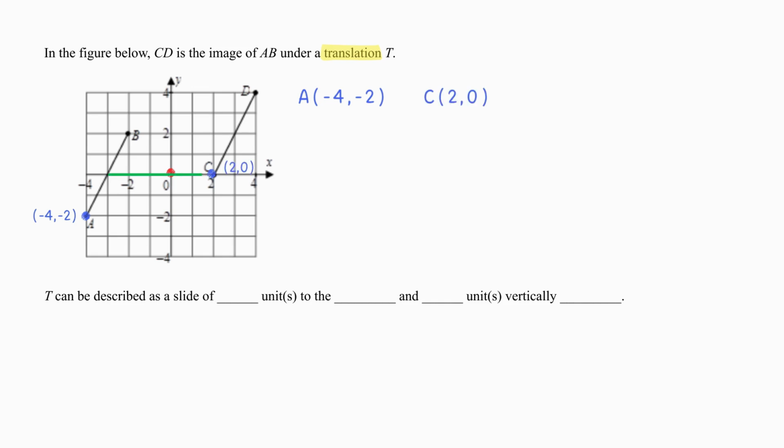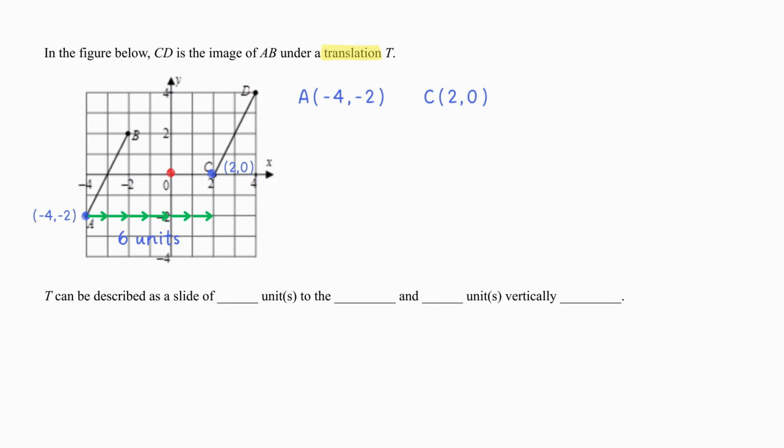Now let's calculate the horizontal slide, or how many steps did we take on the x-axis to get from -4 to 2. Start at -4, and let's count to the right: -3, -2, -1, 0, 1 and 2. That is a total of 6 units. Since we moved toward the positive numbers, that's a slide to the right.